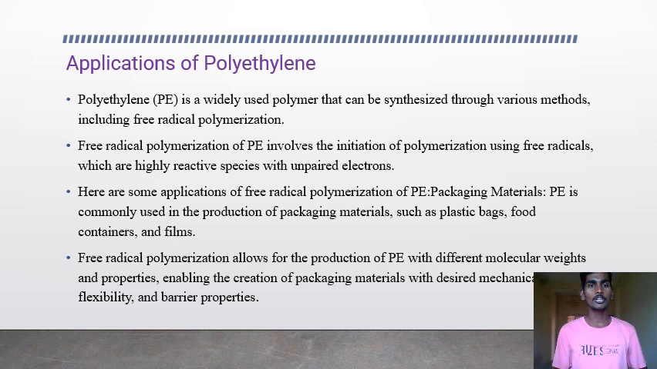Application of polyethylene. Polyethylene is a widely used polymer that can be synthesized through various methods including free radical polymerization. Free radical polymerization of polyethylene involves the initiation of a polymerization using free radicals, which are highly reactive species with an unpaired electron. Application: electrical insulation. Polyethylene has excellent electrical insulating properties, making it valuable in electrical industries. Automotive component. Polyethylene is utilized in the automotive industry in the production, agriculture sector, medical and health care. Polyethylene is used in the manufacturing of medical devices such as syringes, tubing, and surgical implants.